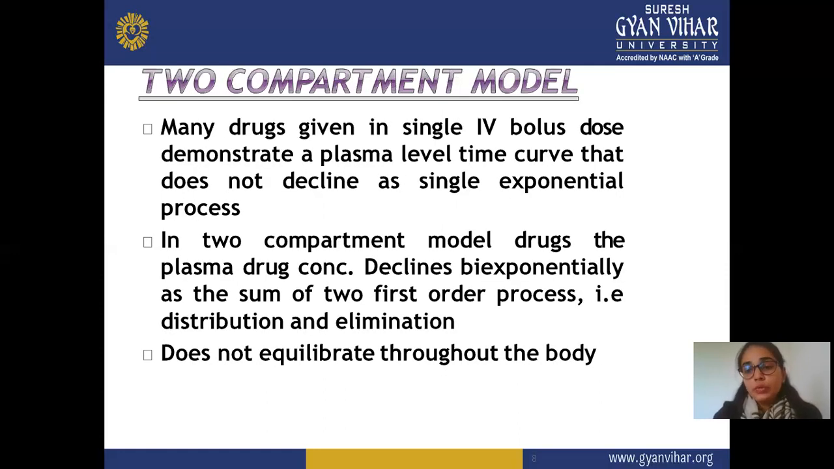In the two-compartmental model, many drugs given in a single IV dose demonstrate a plasma level-time curve that does not decline in a single exponential process. In the two-compartmental model, the plasma drug concentration declines exponentially as the sum of first-order processes, that is distribution and elimination. Meaning the multi-compartment model mainly shows a bi-exponential decline, and this bi-exponential is observed. In a single compartment, this bi-exponential is not observed. Here distribution and elimination are both considered, and the drug does not equilibrate throughout the body.